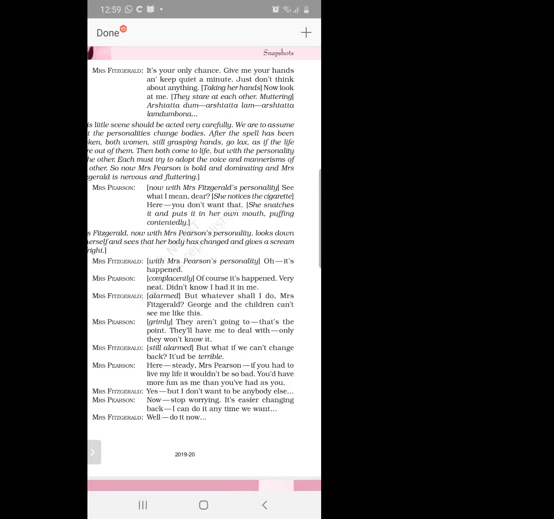So, taking her hands, now look at me. They stare at each other, muttering, Ashtata Dam, Ashtata Lam, Ashtata Lam Dambona. That is some kind of magic spell or some words she's chanting to interchange the personalities.